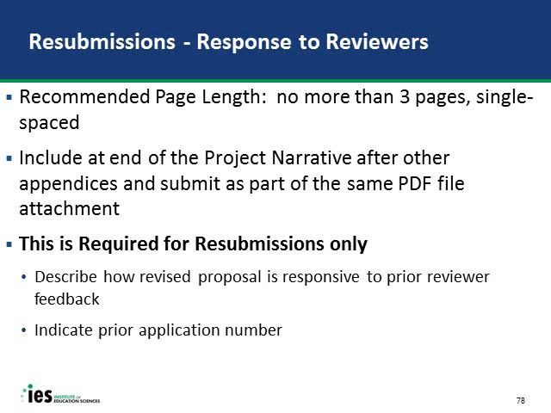Appendix B should be 3 pages single-spaced. This appendix is required for resubmissions only. For resubmissions, you must use up to 3 pages to describe how your revised proposal is responsive to prior feedback from the reviewers. Make sure you indicate your prior application number in those 3 pages in Appendix B.